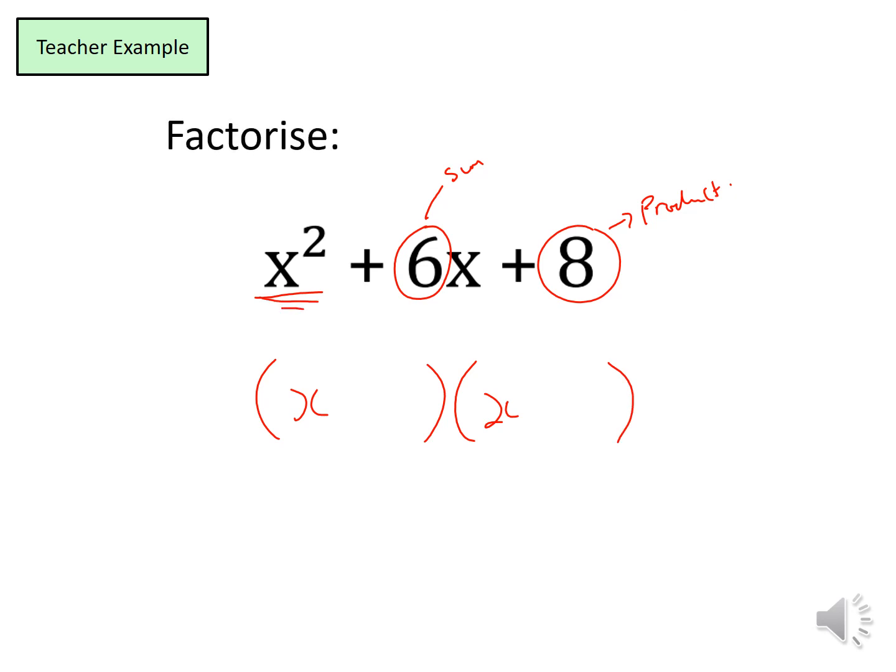Now numbers that multiply together to give me 8. Well, I've got 1 and 8. Do they add together to give me 6? No, they don't. I have got 2 and 4. Do they add together to give me 6? Yes, they do. So I can use these two, x plus 2, x plus 4. Again, to check your answer, you can expand the bracket out to see if you end up with this original expression. Again, copy this example out and then move on to the main tasks.